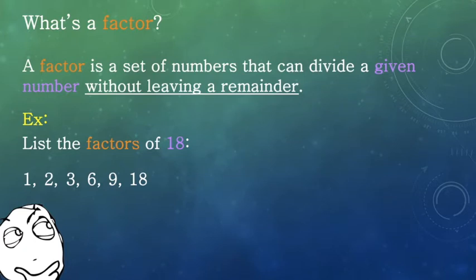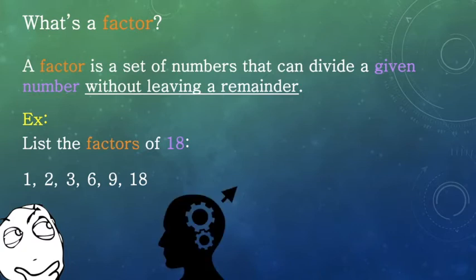But when you think about it, in this definition, it doesn't say anything about natural numbers. It can be any integer, of course. So if this is true, that these are the factors of 18, then these are also factors of 18. Negative 1 times negative 18 definitely gives us 18. Negative 2 times negative 9 gives us 18. And negative 3 times negative 6 also gives us 18.